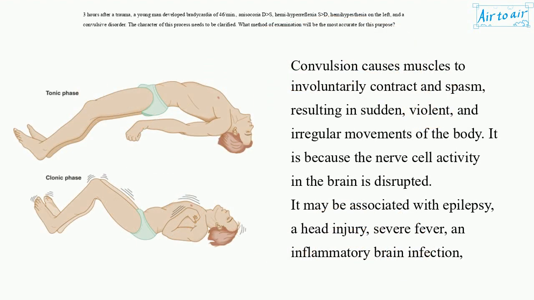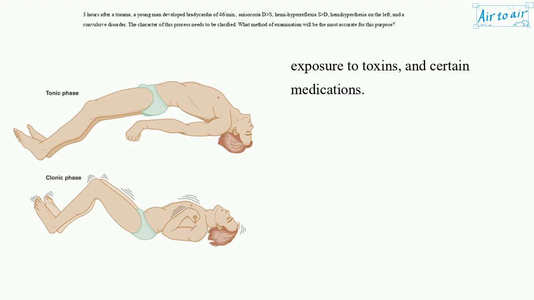Convulsion causes muscles to involuntarily contract and spasm, resulting in sudden, violent, and irregular movements of the body. It is because the nerve cell activity in the brain is disrupted. It may be associated with epilepsy, a head injury, severe fever, an inflammatory brain infection, exposure to toxins, and certain medications.